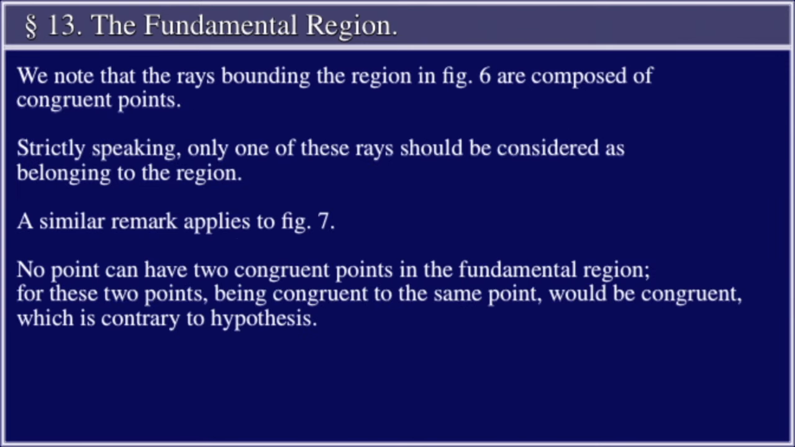We note that the rays bounding the region in Figure 6 are composed of congruent points. Strictly speaking, only one of these rays should be considered as belonging to the region. A similar remark applies to Figure 7. No point can have 2 congruent points in the fundamental region, for these 2 points being congruent to the same point would be congruent, which is contrary to the hypothesis.